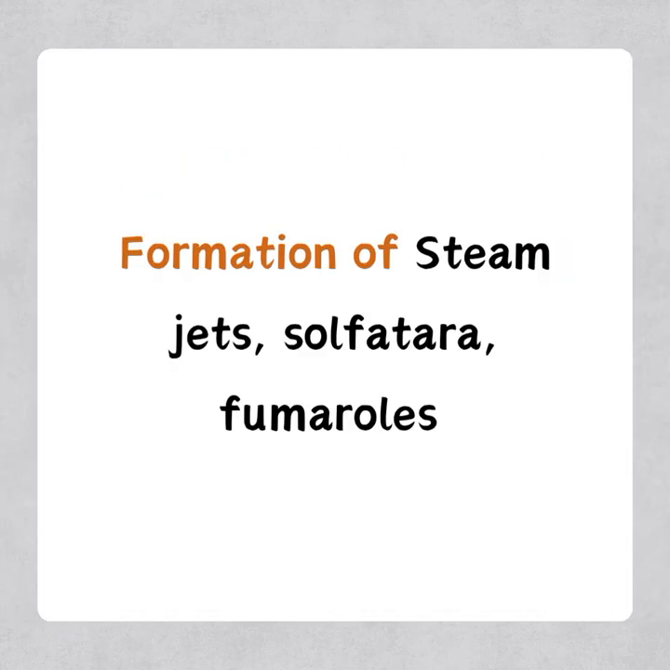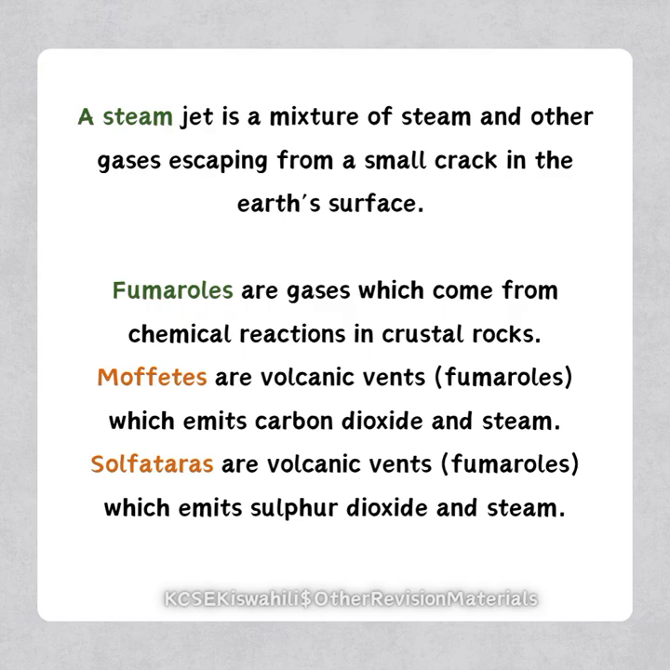Formation of steam jets, the solfatara, fumaroles. A steam jet is a mixture of steam and other gases escaping from small cracks on the Earth's surface. Fumaroles are gases which come from chemical reactions in crustal rocks. Mofettes are volcanic vents or fumaroles which release carbon dioxide and steam. Solfataras, on the other hand, are volcanic vents which release sulfur dioxide and steam.